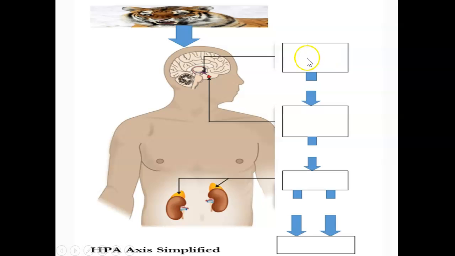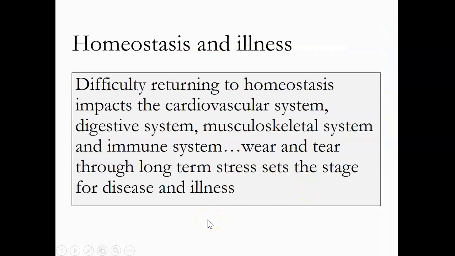This is the axis. This is what we're going to do in class. You're going to have to fill this in. How it works. Homeostasis and illness. Difficulty returning to homeostasis, that balance that we all want, impacts the cardiovascular system, your heart, your digestive system, stomach problems, and musculoskeletal system. Being awfully tense in your muscles can lead to muscle pain. Your immune system, wear and tear through long-term stress sets the stage for disease and illness. Stress and illness are intertwined.